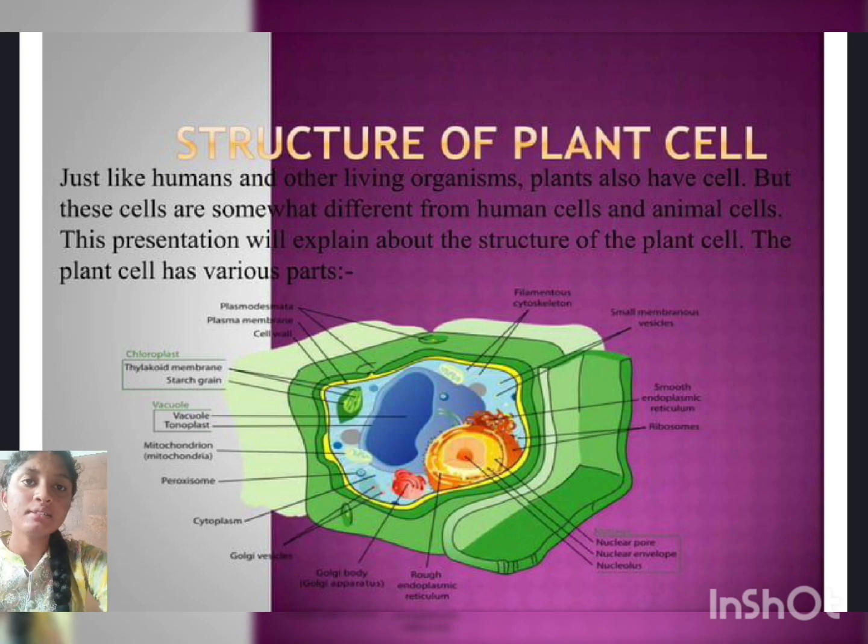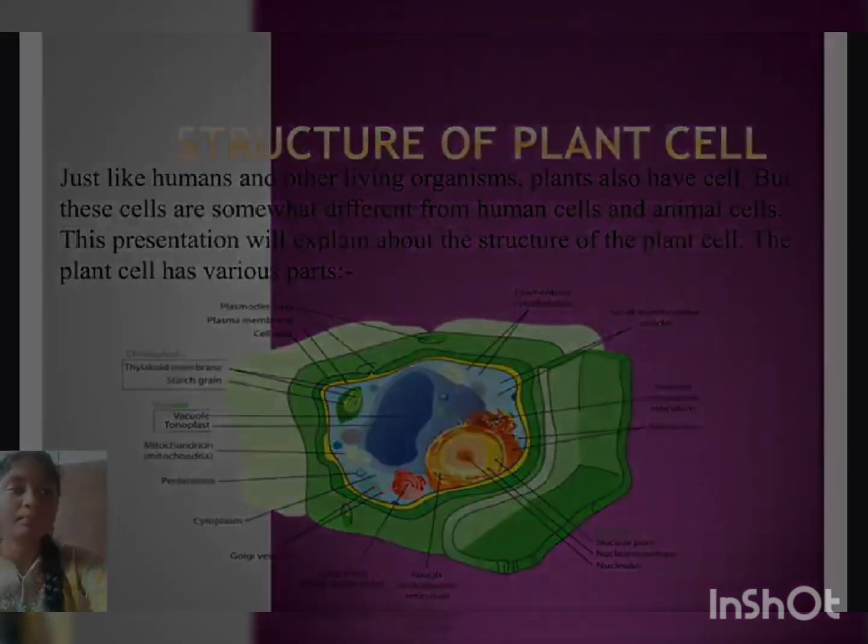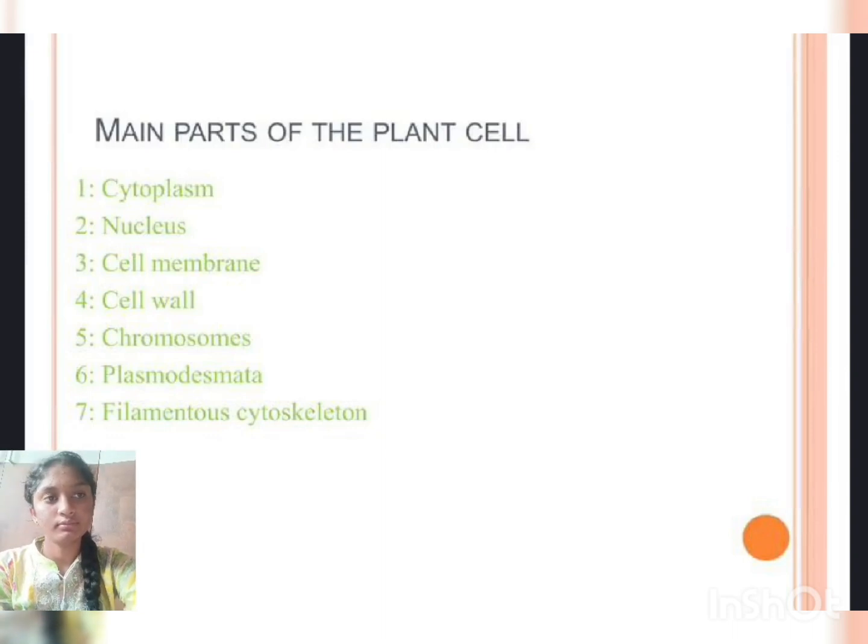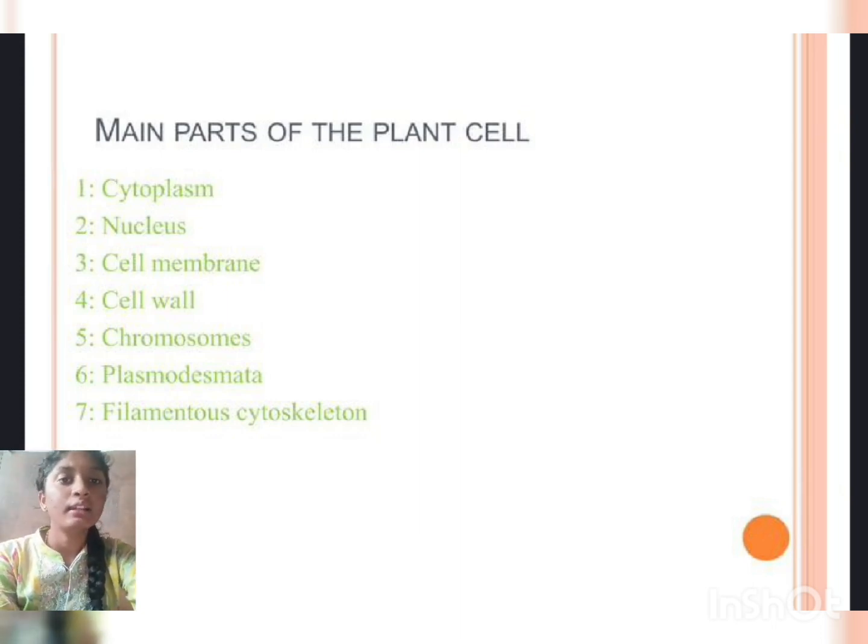Structure of a plant cell. The plant cell is just like a human and other living organisms' cells, but somewhat different from human cells and animal cells. In this presentation, I'm going to explain the structure of a plant cell and the various parts of the plant cell. Now let me show the various parts of the plant cell. These are the main parts of the plant cell: cytoplasm, nucleus, cell membrane, cell wall, chromosomes, plasmodesmata, and last one, cytoskeleton.